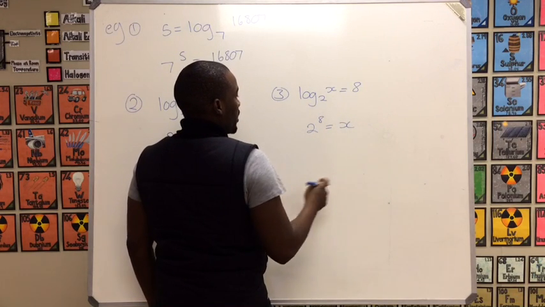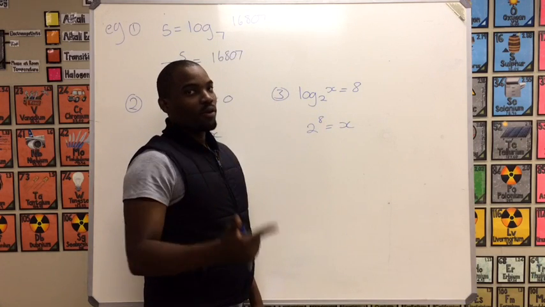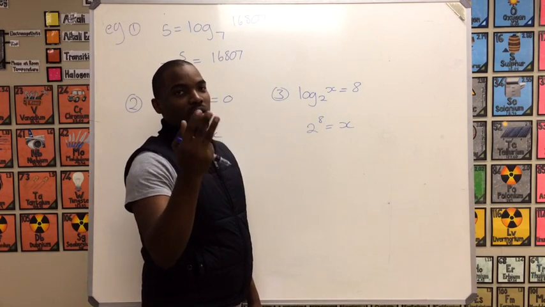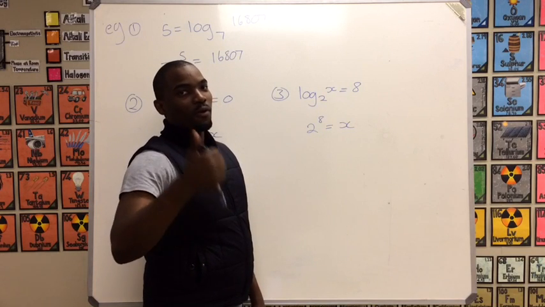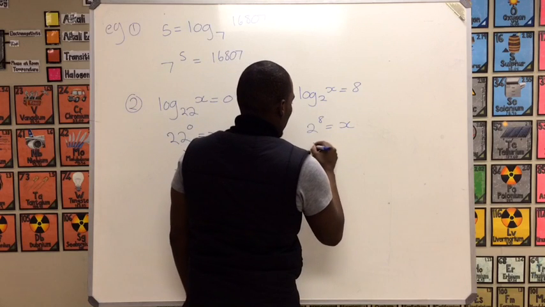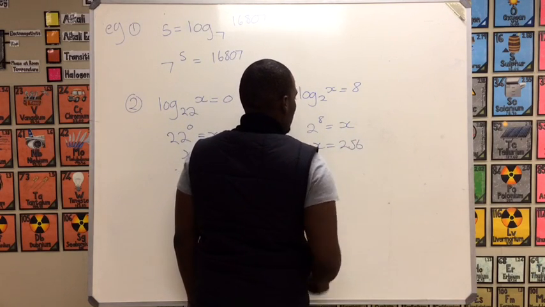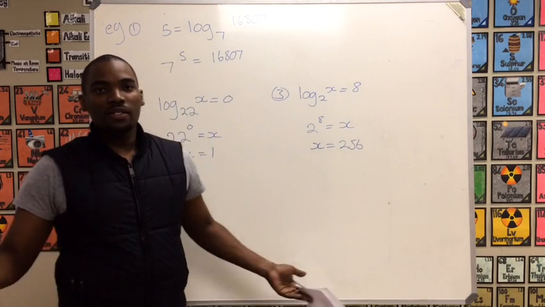And then what do we need to do then? Well, what's 2 to the power of 8? We're going to say, well, 2 times 2 is 4, times 2 is 8, 16, 32, 64, 128, and then the 8th one is 256. So x equals 256. And it's as simple as that.